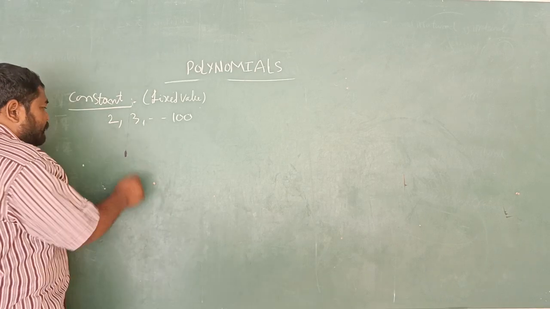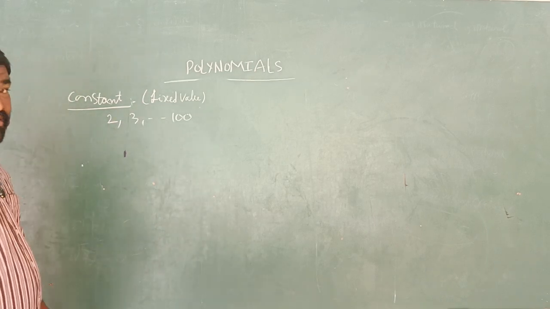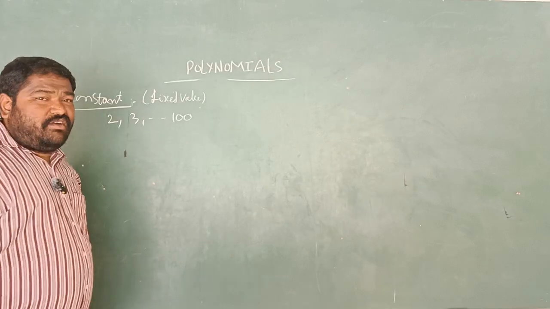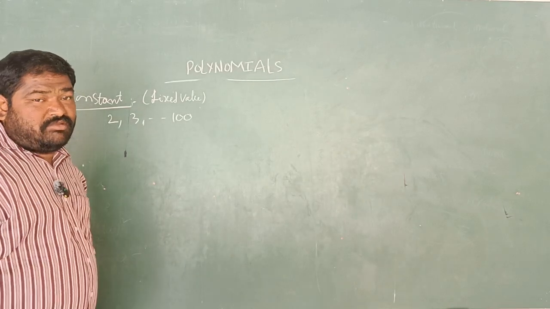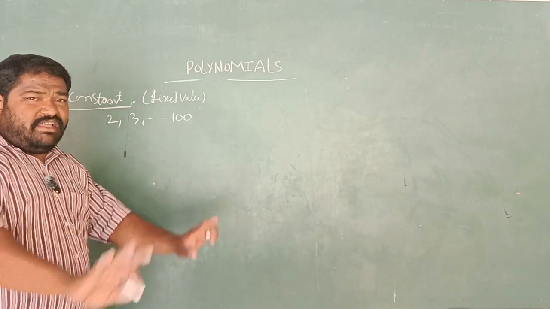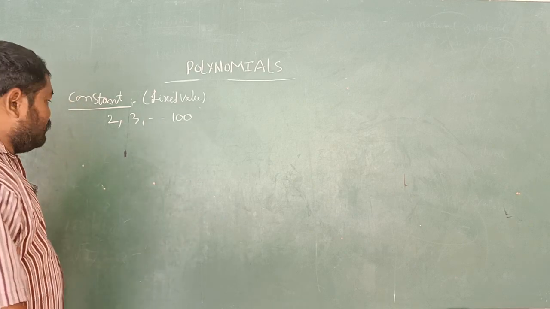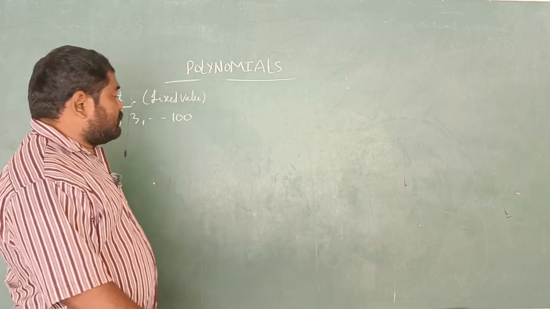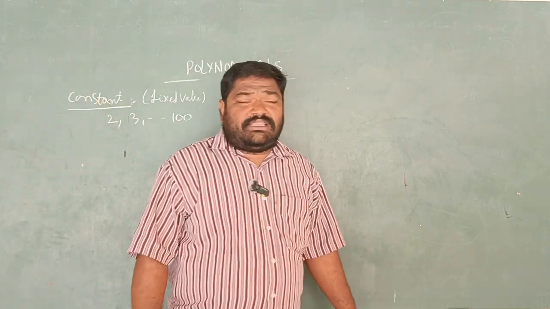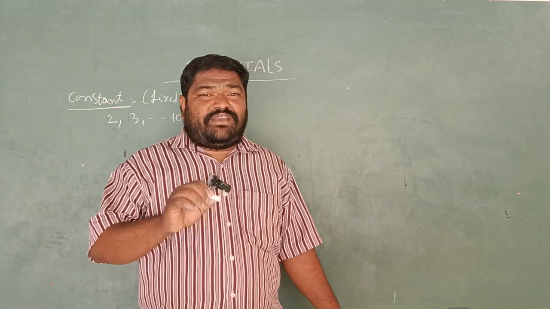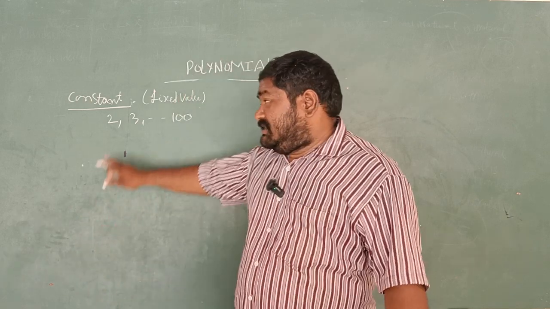For example, 2 is a symbol. After that, it is named as 2. 3 is a symbol. It has a fixed value. 100 is a symbol. It has a fixed value. Therefore, a symbol which has a fixed value is called a constant.